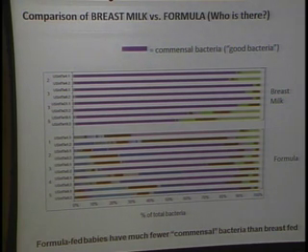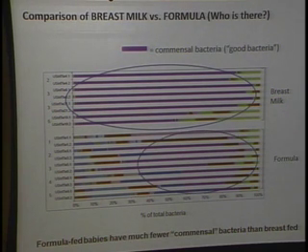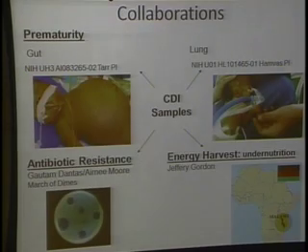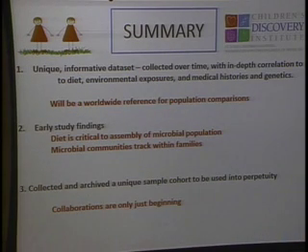The infants were then divided by whether they received breast milk or whether they received formula. And you can see that infants that receive breast milk have a much higher percentage of commensal bacteria compared to infants who received formula. So that's just one sample of the piece of information.